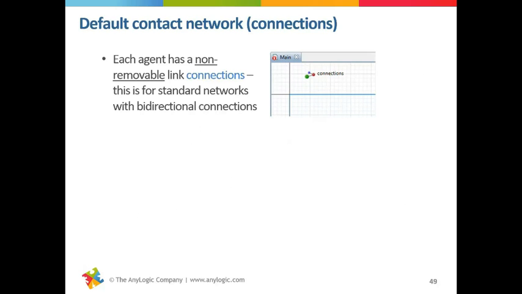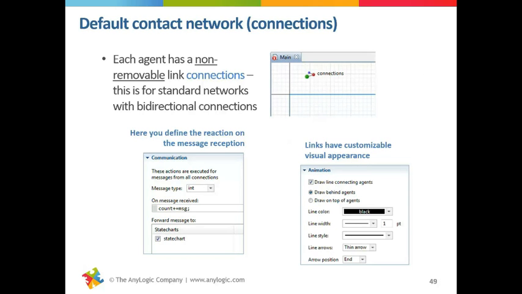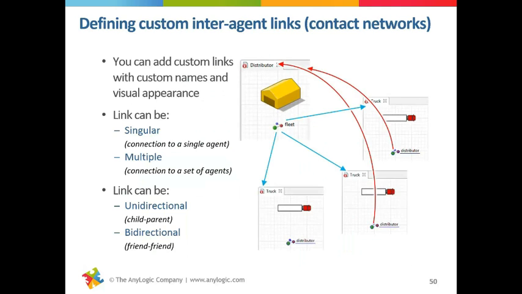There is a default contact network. Links are bidirectional by default, but can be made unidirectional. You can also define custom links between agents.